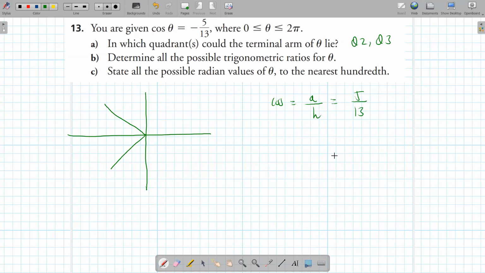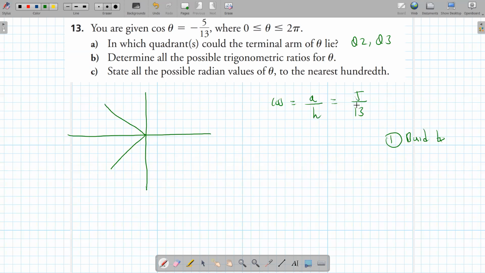And how do I know which angle we're talking about here? We don't know the angle just yet, but we do know it lies in quadrant 2, one of them, and the other one lies in quadrant 3. Step 1, you want to build a triangle. Build a right angle triangle in those 2 quadrants. Cosine is adjacent over hypotenuse, yeah?